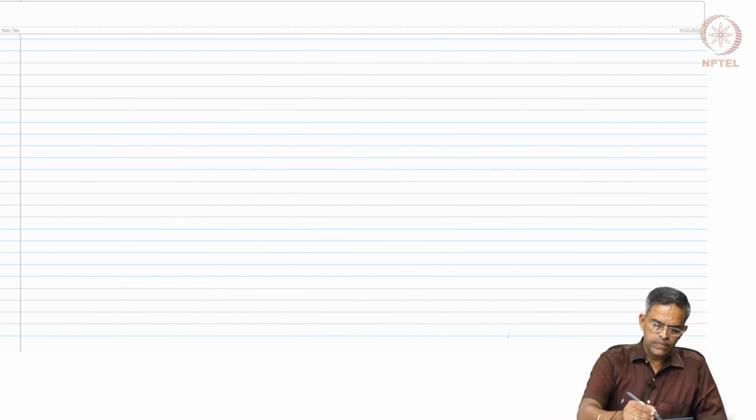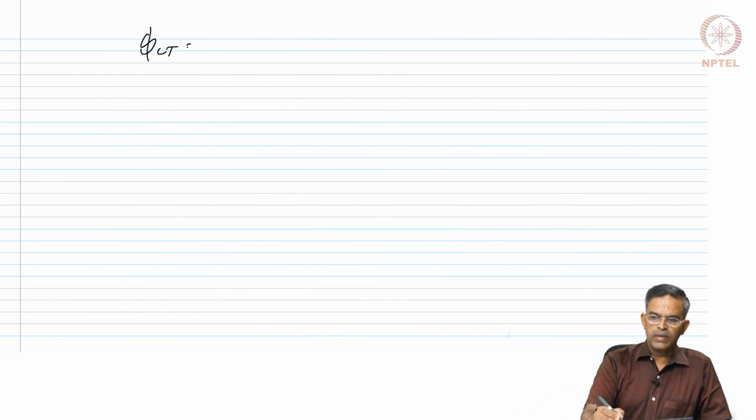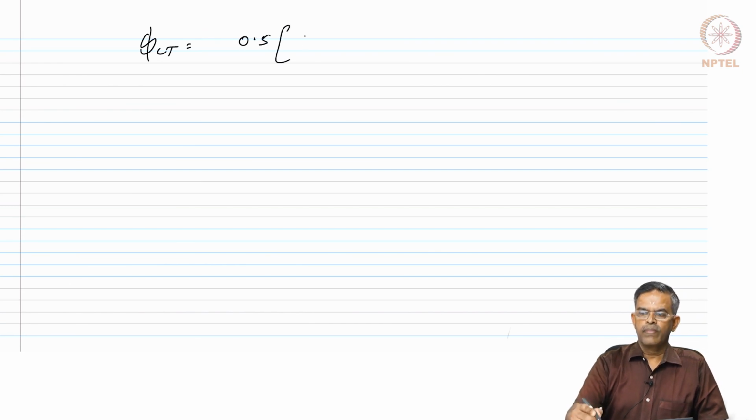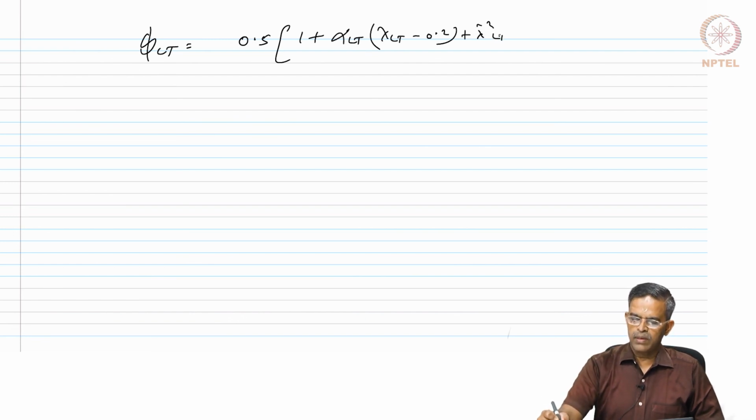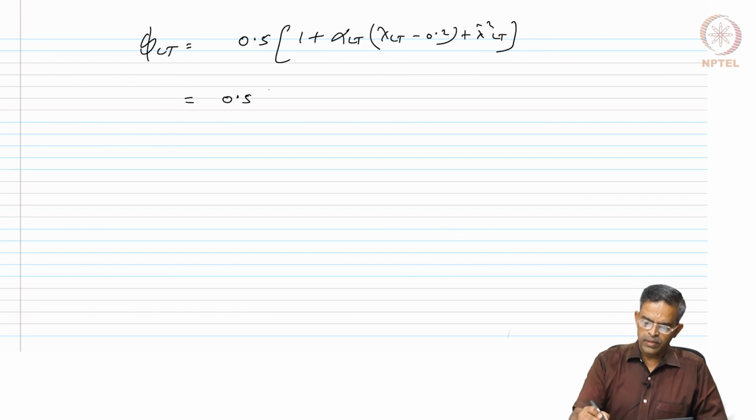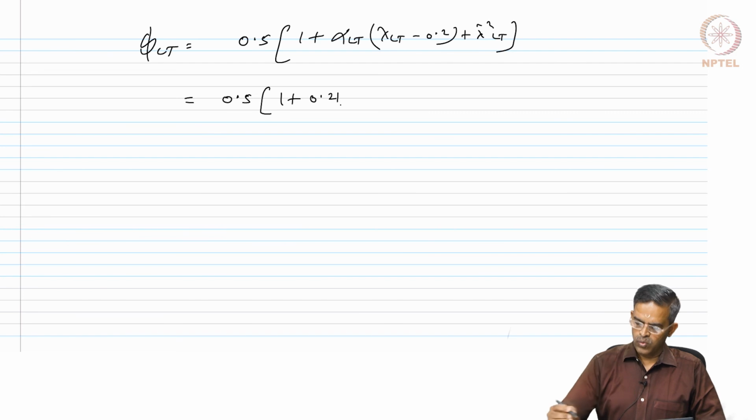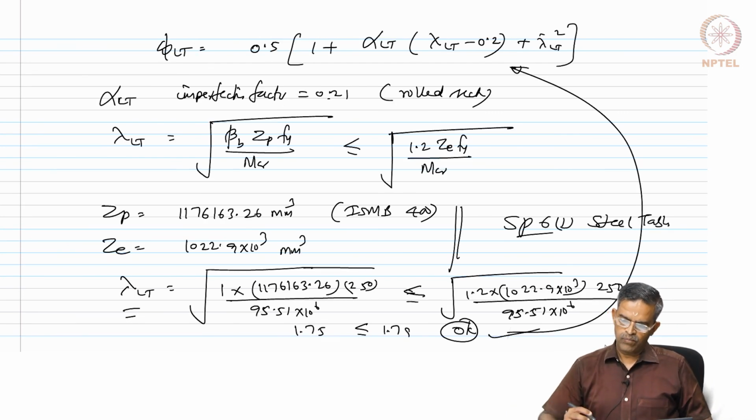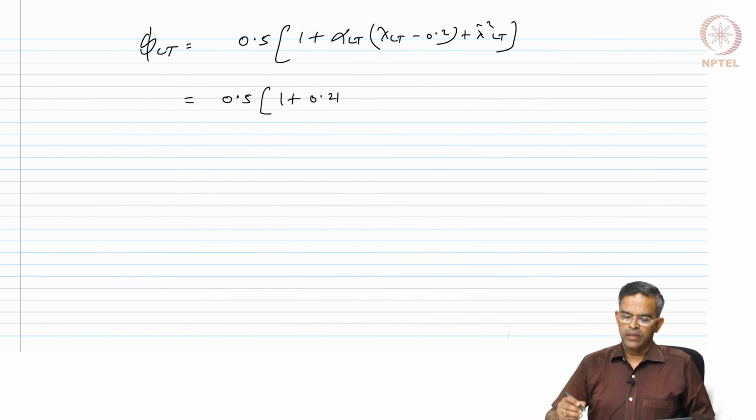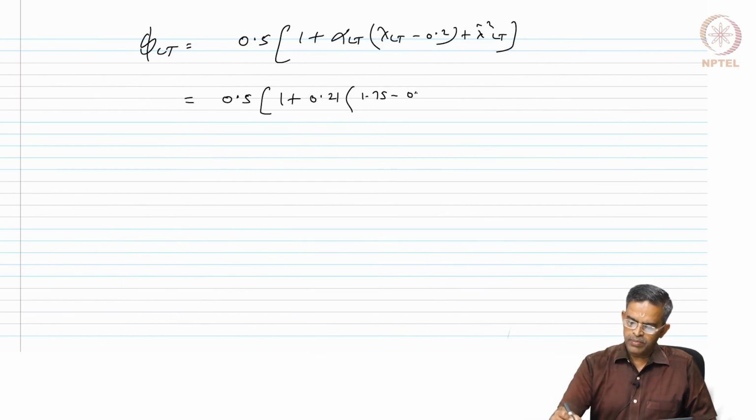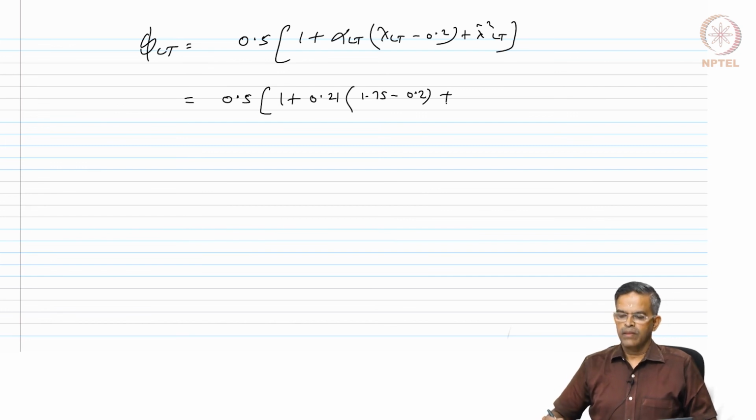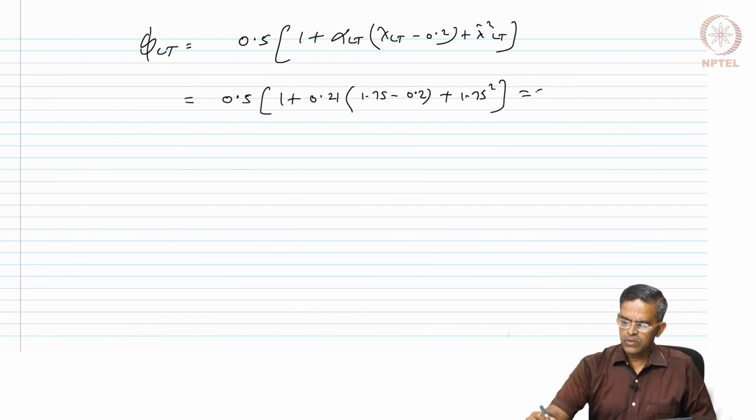Let us do that. So, therefore, phi LT is going to be 0.5 times of 1 plus alpha LT into lambda LT minus 0.2 plus lambda bar square LT, which will be 0.5 times 1 plus 0.21, that is what my alpha LT is, 0.21 into 1.75 minus 0.2 plus 1.75 square, which comes to 2.194.